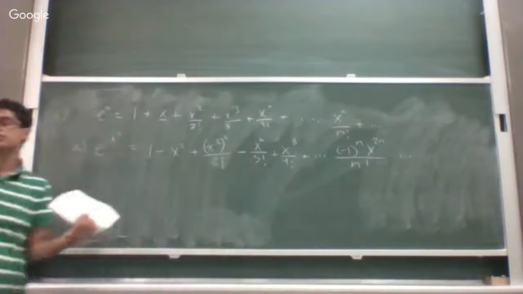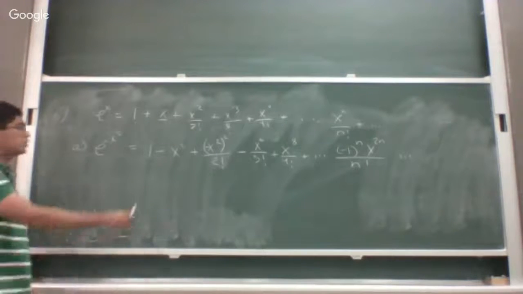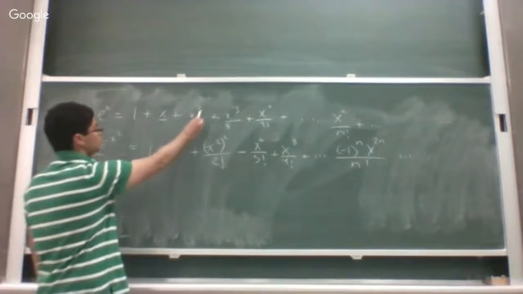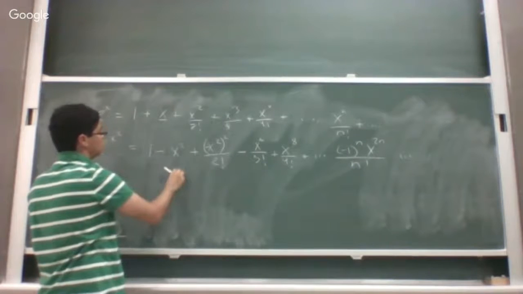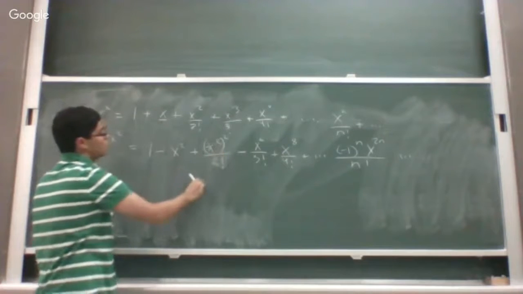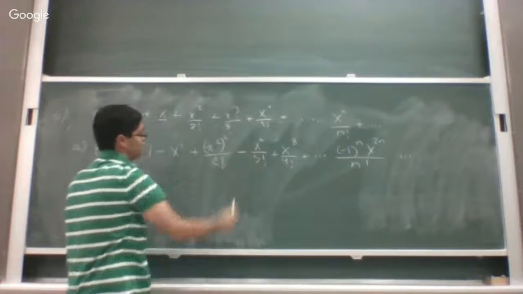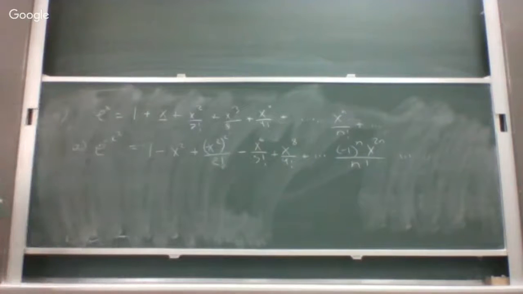Did that make sense? It becomes alternating because some things are squared, so they are positive, while that's going to remain a negative. Okay?